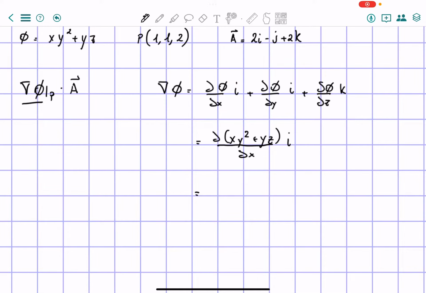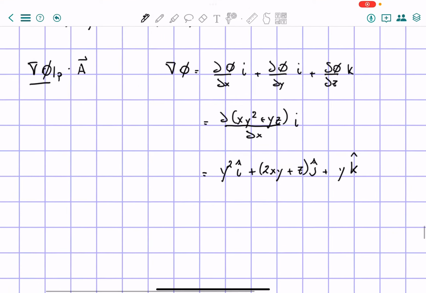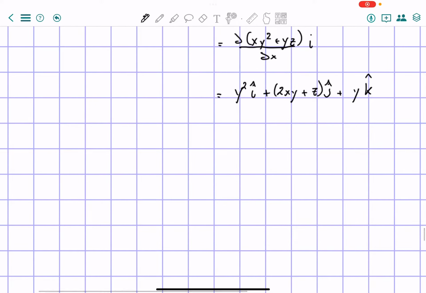So if we take the derivative of this, we get y squared, direction of I, plus the second term will be then 2xy plus z in the j direction, plus y in the k direction. Let me put a hat for every single one of them. That's easier to notice. Alright, now that we have this, we have to find this gradient at point P.